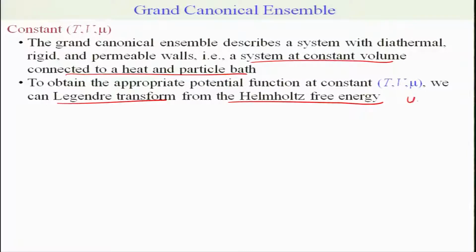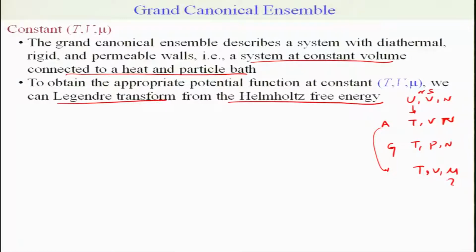Okay. So, from U, V, N we got T, V, N, and from U or S, we got the function A. Similarly, we got T, P, N, this is function H, and from here we got the function G. And now the question is, if you want to find out what would be T, V, mu, what would be the appropriate function.